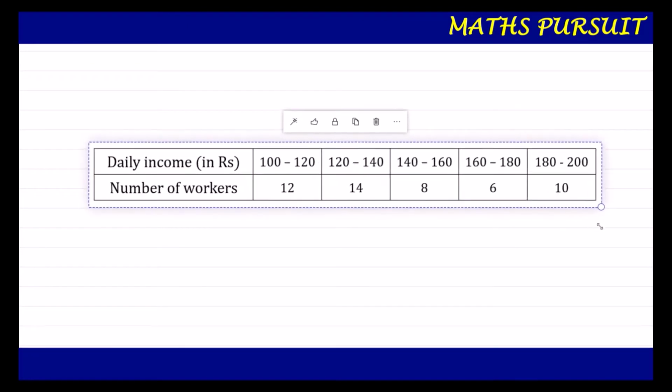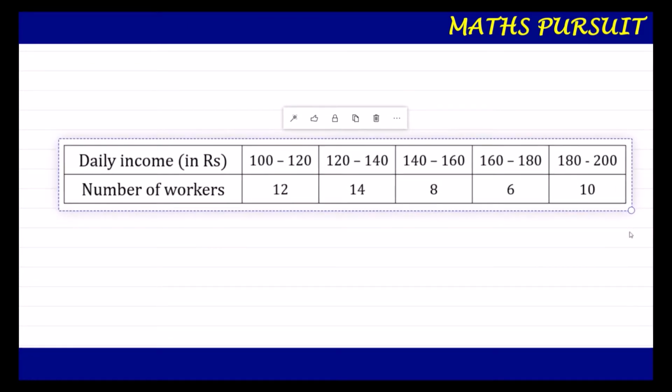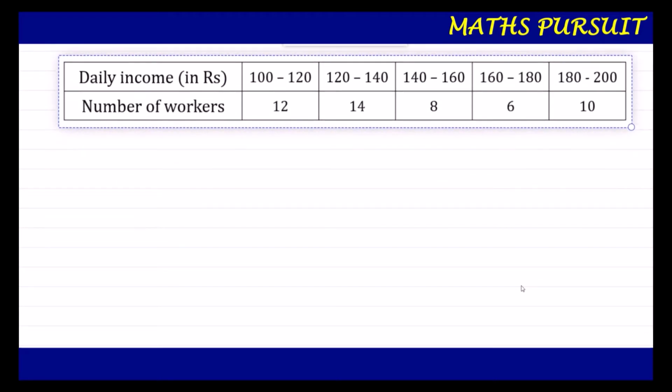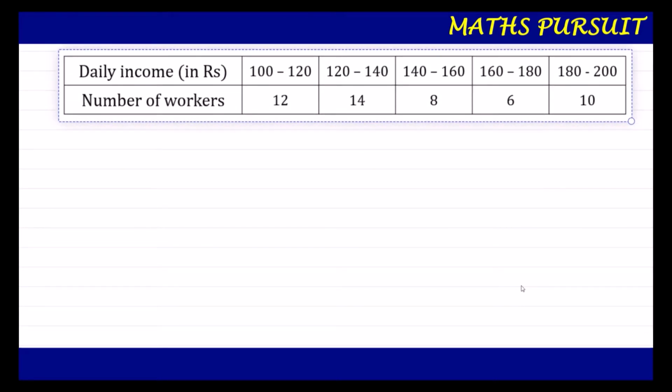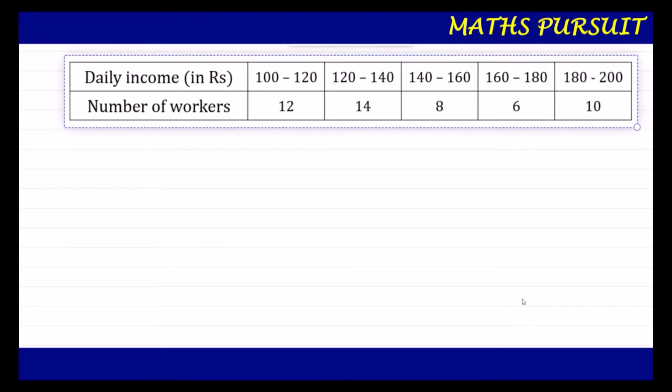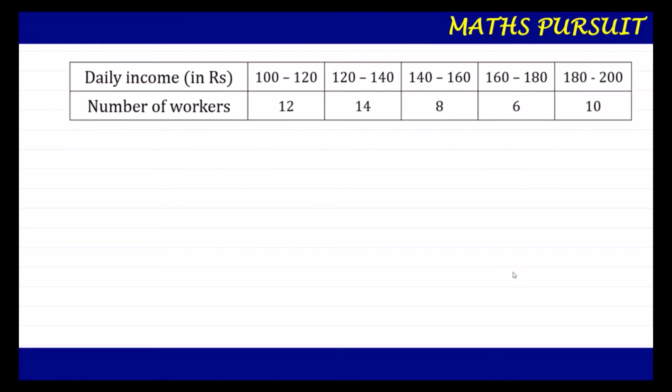Now, as per the question, they have given the data in this particular format. Look here on the screen. They have given the data in two rows. In one row they have given the data as daily income, and in another row they have given the number of workers. And as per the question, they have asked us to convert the distribution above to a less than type cumulative frequency distribution and draw its ogive.